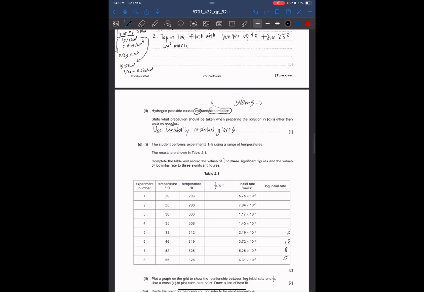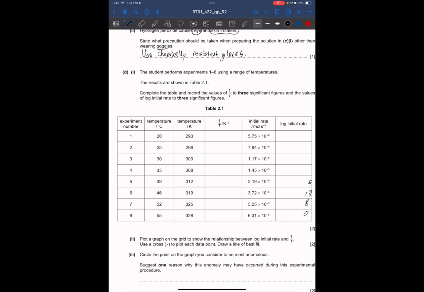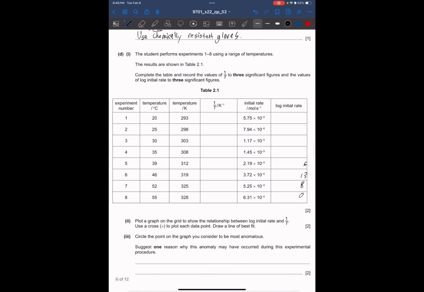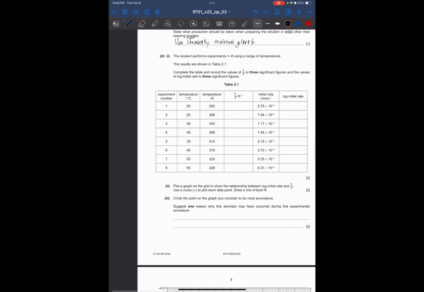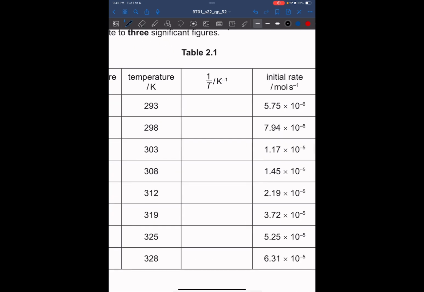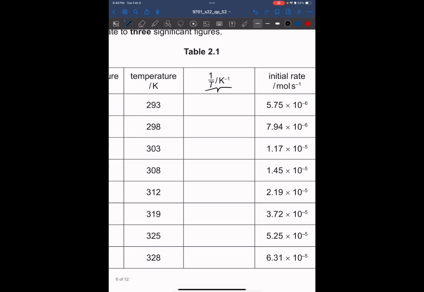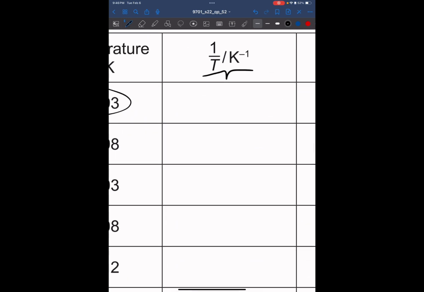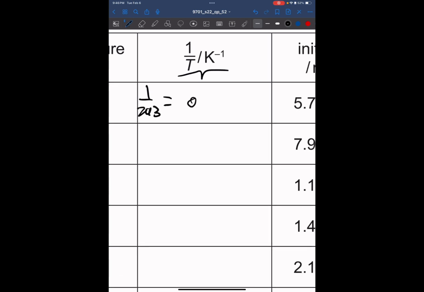All right. So next we're going to move on to the next question. As you can see, I've already done a bit of calculation there, but we're just going to restart this. Basically, all you're going to do for this column is 1 over the temperature given here. So we're going to do 1 over 293, for example, which gives us a value of 0.00341.